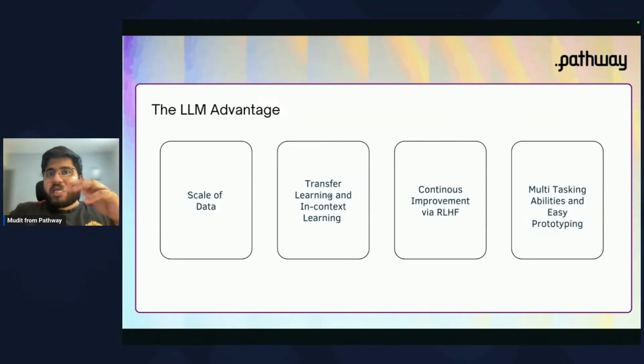That's the essence of transfer learning, that these models don't have to be trained from scratch for every new use case. They can become better if you just provide the right context. Okay, this is where the term in-context learning comes into the picture.